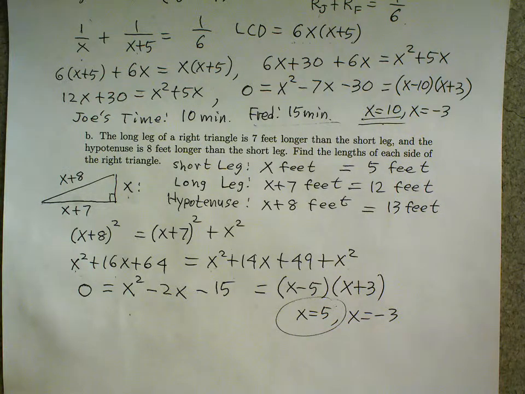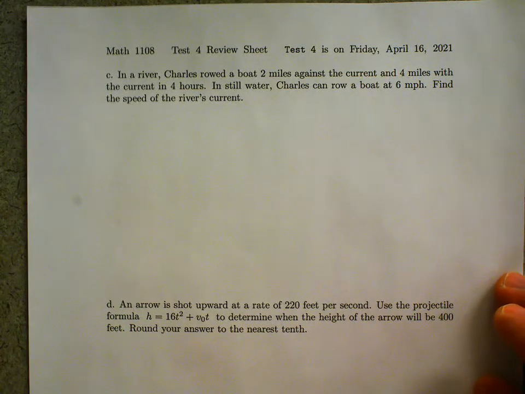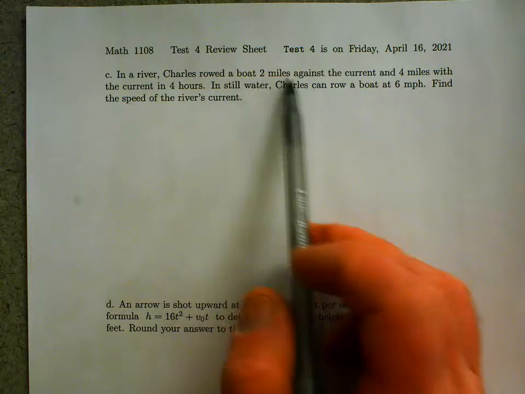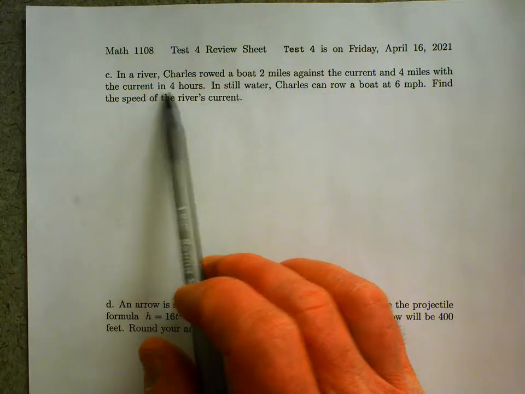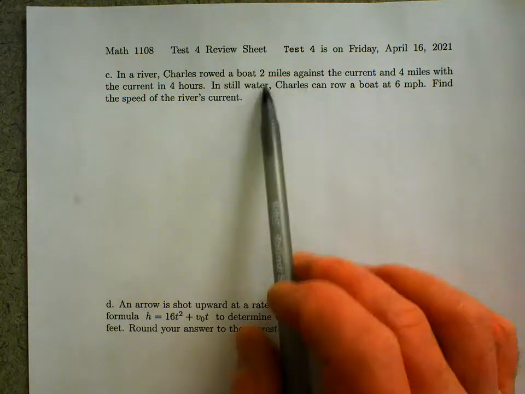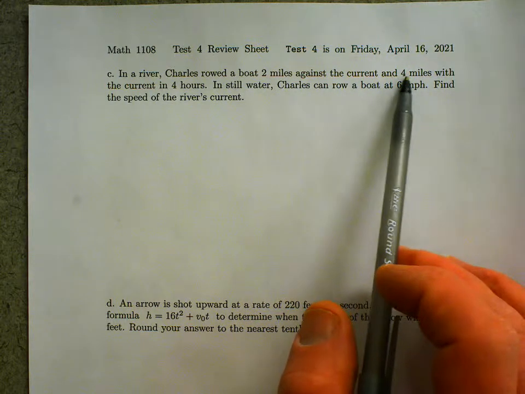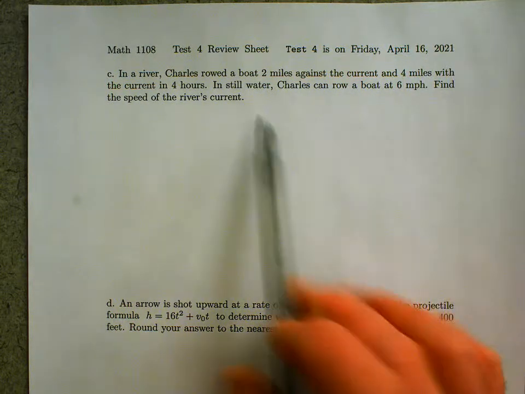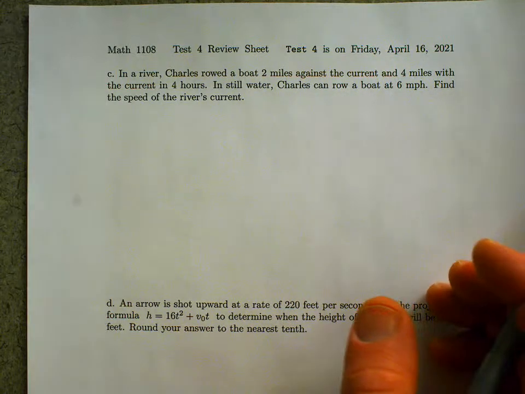Okay, on the next page, a couple more word problems. In a river, Charles rowed a boat 2 miles against the current and 4 miles with the current in 4 hours. So a total of 4 hours was needed to row 2 miles against the current and then 4 miles with the current. In still water, Charles can row a boat at 6 miles per hour. Find the speed of the current.